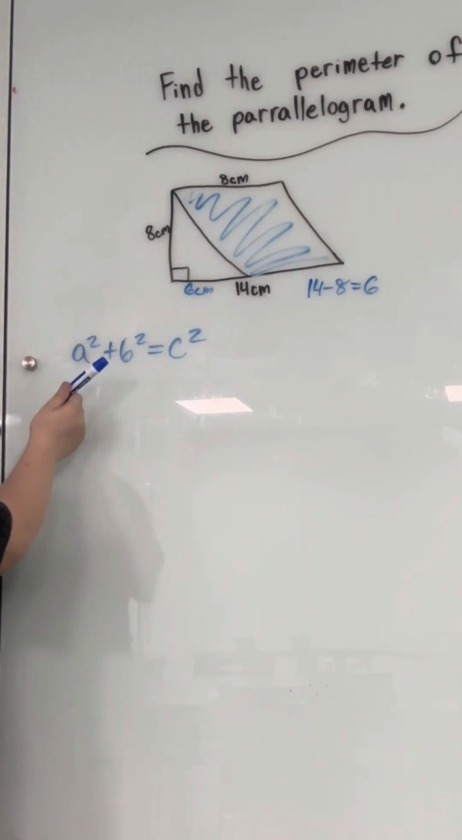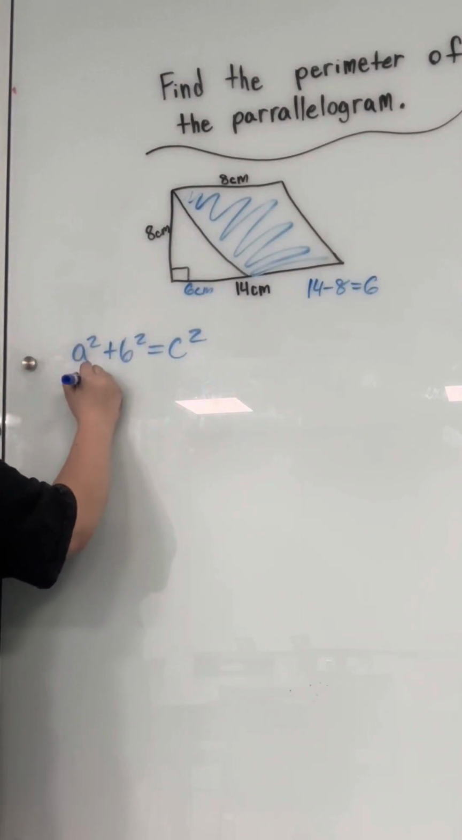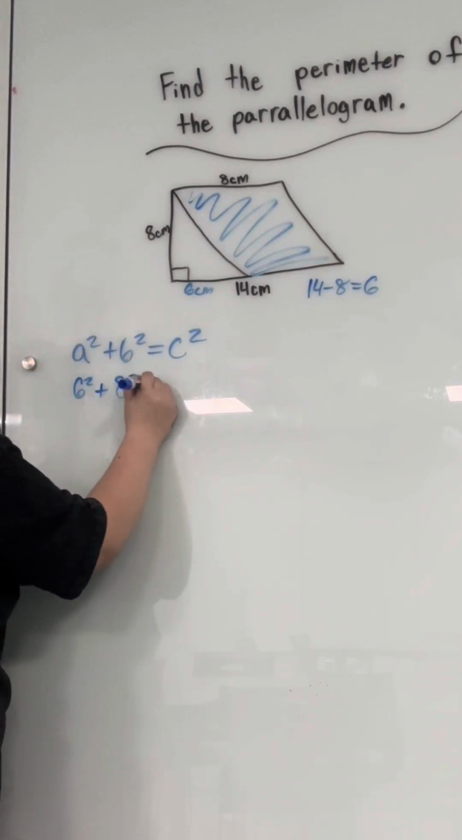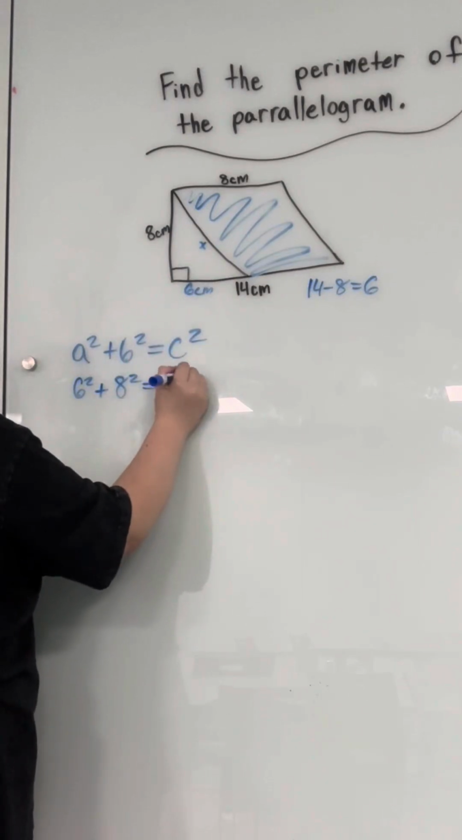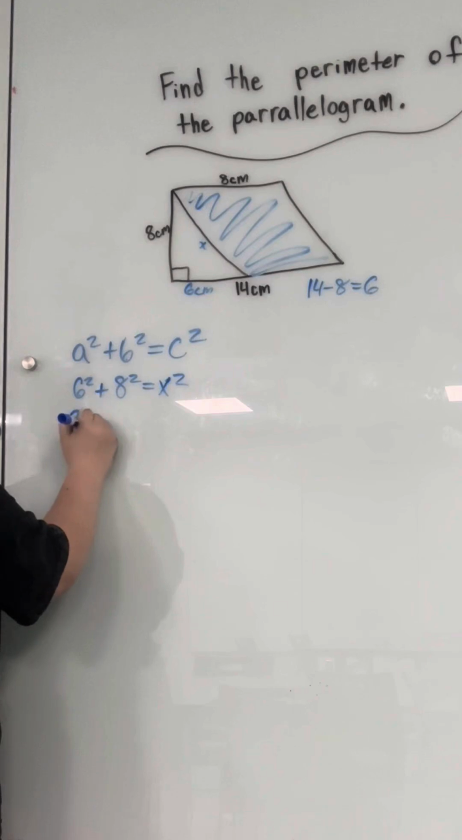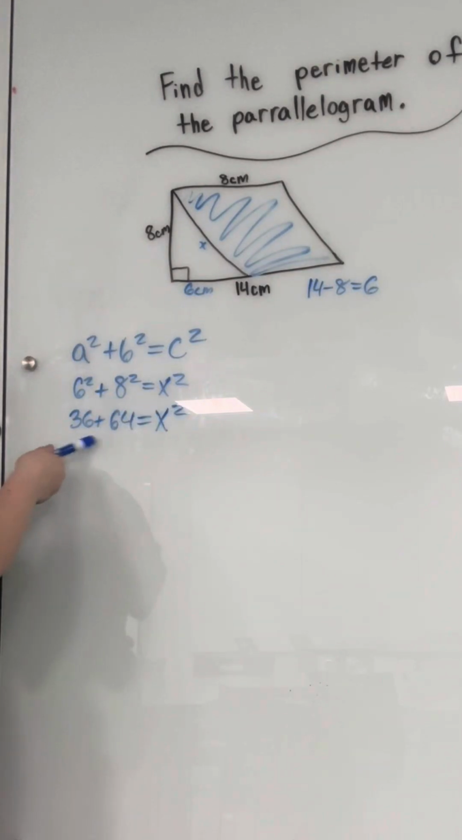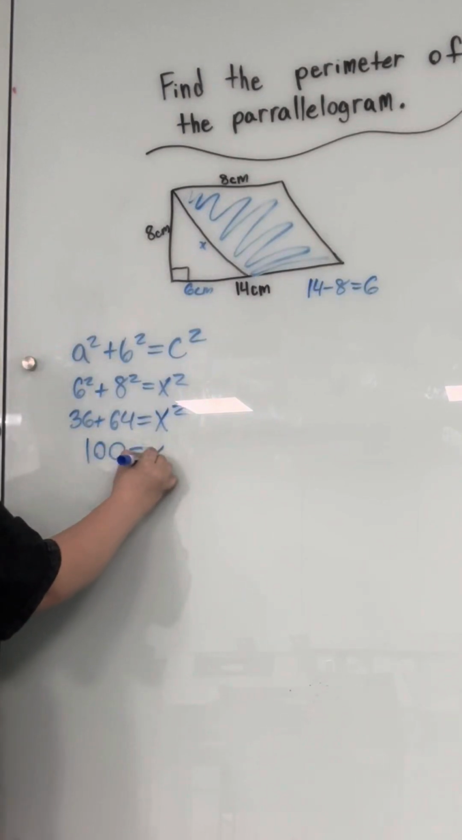And now we can go ahead and plug this into our formula here. So we can say 6 squared plus 8 squared equals, and this is our x right here, x squared. So now we can just go ahead and calculate. 6 squared is 36, and 8 squared is 64. And now we just add these together. We should get 100 equals x squared.